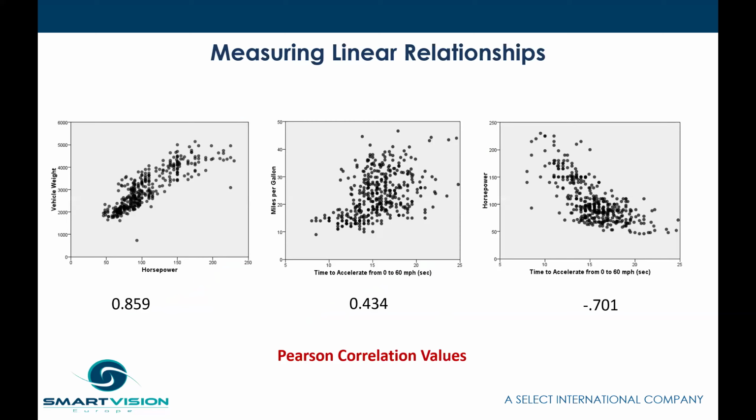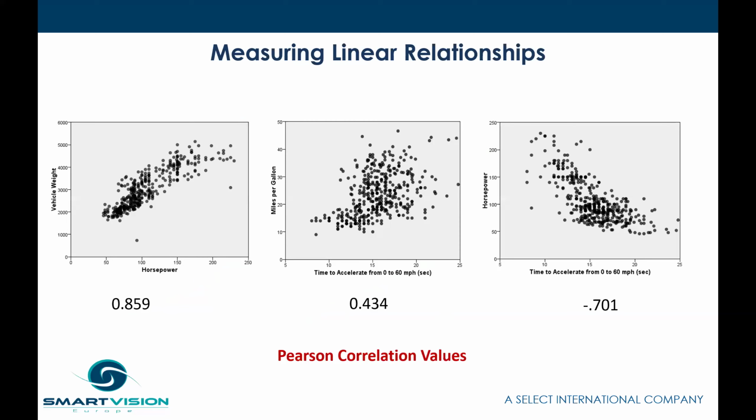Now, one of the ways in which we measure the strength of the relationship between these factors is traditionally we use something like correlation values or Pearson correlation values. And Pearson correlation values run from two extremes. They run from -1 to +1, with zero in the middle. And the closer they are to either -1 or +1, the stronger the linear relationship.